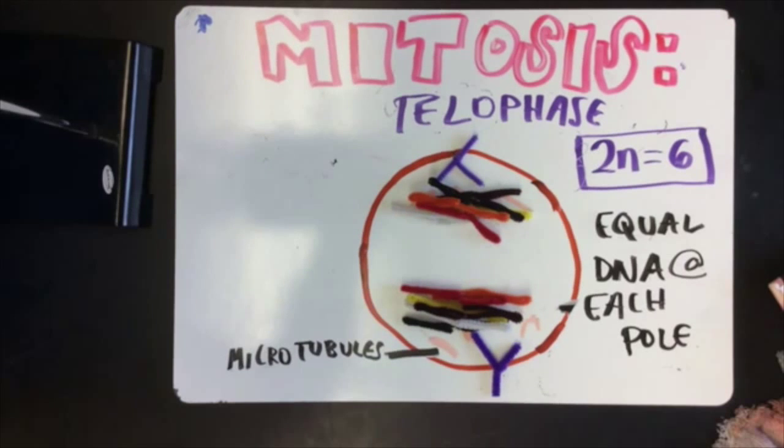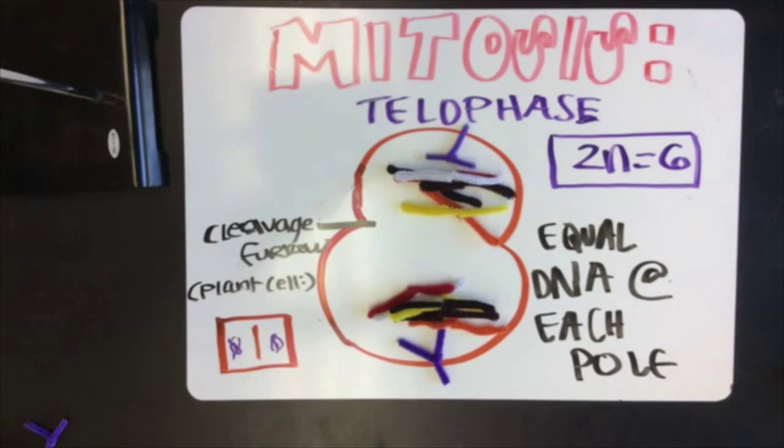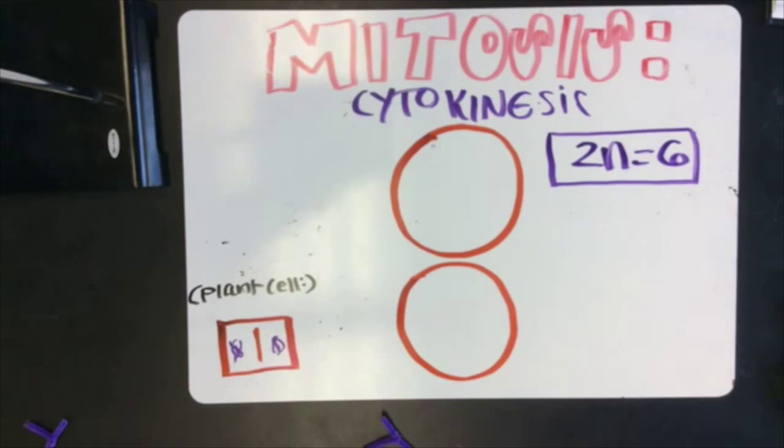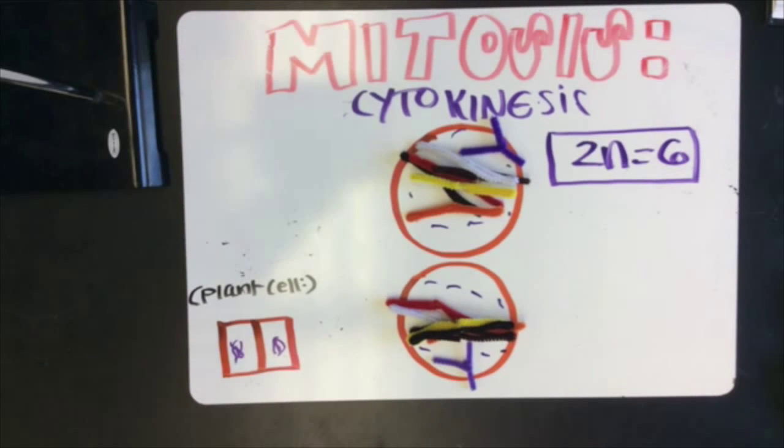Two daughter nuclei form, and the nuclear envelope arises, and the chromosomes are less condensed. Next is cytokinesis, where the formation of a cleavage furrow pinches the cell in two in animal cells, and in plant cells, vesicles fuse to the cell plate to form a new cell wall.